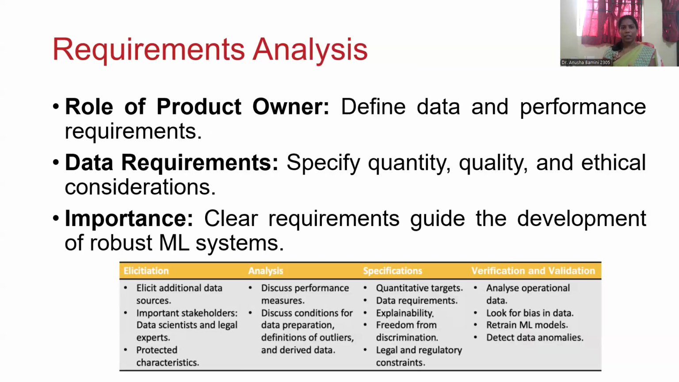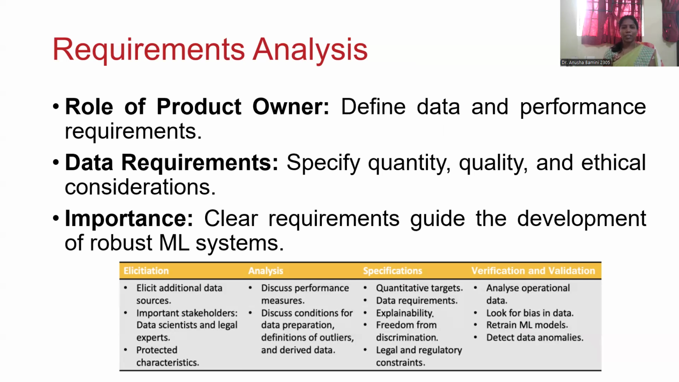So the second requirement analysis is data requirement, and the third one is clear requirements guide the development of a robust ML system. Here it is split as elicitation, analysis, specification, verification, and validation. Elicitation means we are checking whether any additional data is needed. So we are collaborating or communicating with the stakeholders, data scientists, and legal experts to get the proper characteristics or protected characteristics of the model.